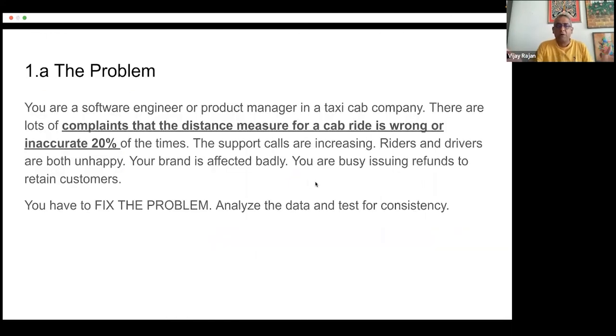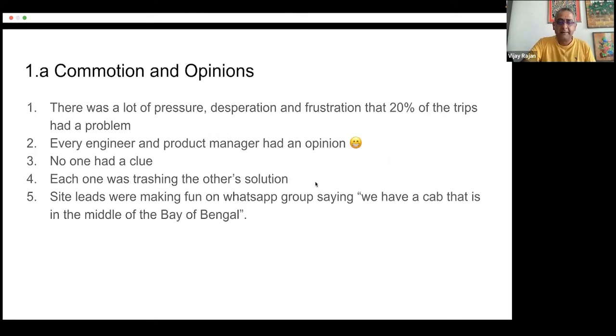So the problem was, you're a software engineer or a product manager in a taxi cab company. There are lots of complaints that distance measured for a cab ride is wrong and is inaccurate 20% of the times. The support calls are increasing. Riders and drivers are both unhappy. Your brand is affected badly. You're busy issuing refunds to retain customers. And you as an engineer or a product manager or a data scientist have to fix the problem and analyze and really come up with something that's consistent and long lasting, right?